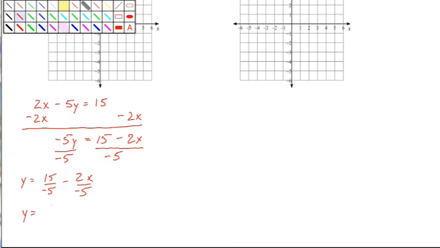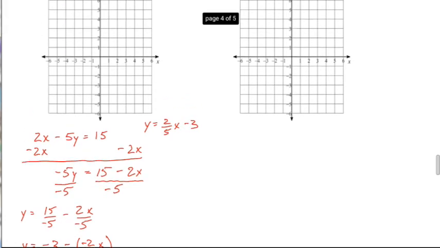We can reduce this. 15 divided by minus 5 is going to be minus 3. And now we have minus 2/5 x. So the double negatives here cancel, and what we're left with is y is equal to minus 3 plus 2/5 x, and I'm going to write this up here. In fact, I'm going to change the form so that the x comes first. I'm just changing the order on the right side, and y is equal to 2/5 x minus 3.